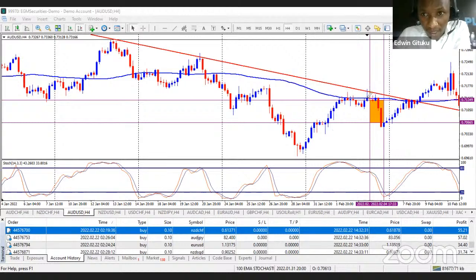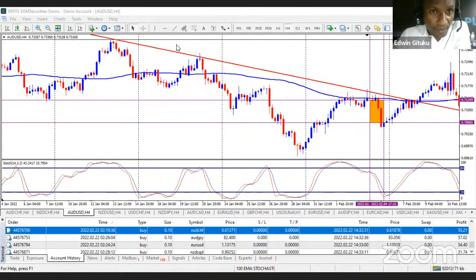So here you could enter a sell and you'd get this nice move. Remember, this is a 4-hourly chart. So these candlesticks might seem small, but the movement is quite significant. So my entry was at 0.7134, made an exit at 0.7066. So those were 68 pips.